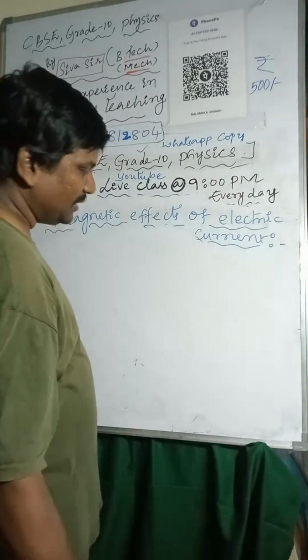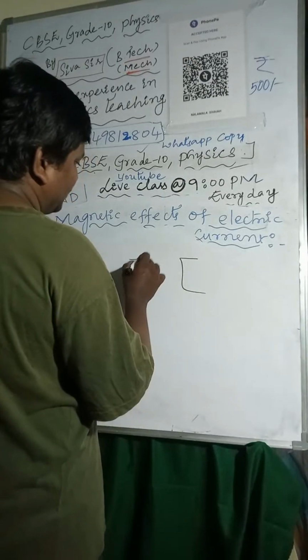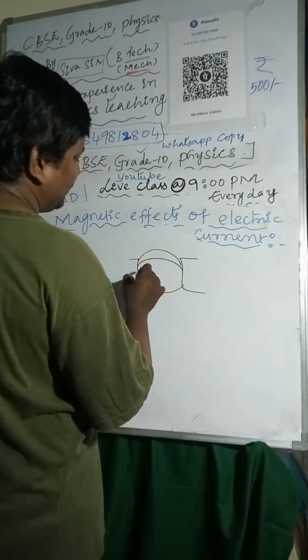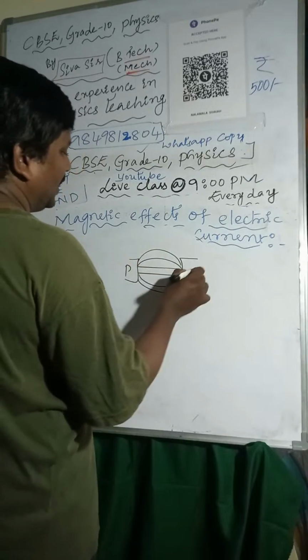So I'm drawing the diagram here. So this is the diagram and this is the diagram. From here to here, the field lines are moving like this. Can you tell what this pole is? What is this pole and what is this pole?